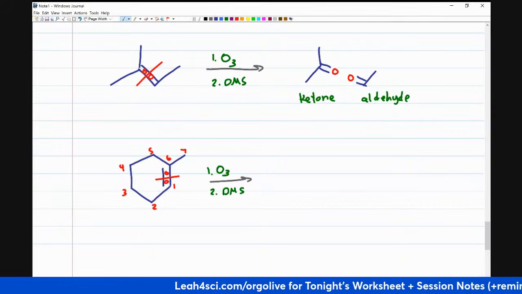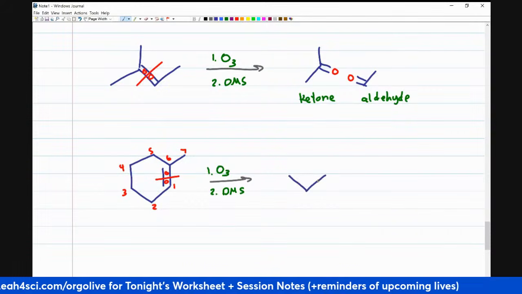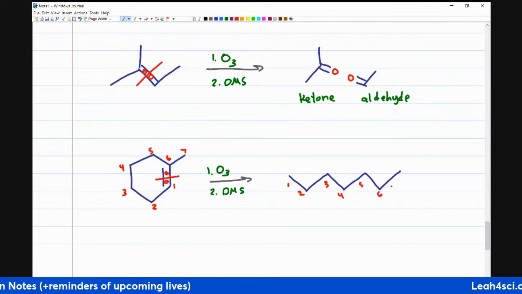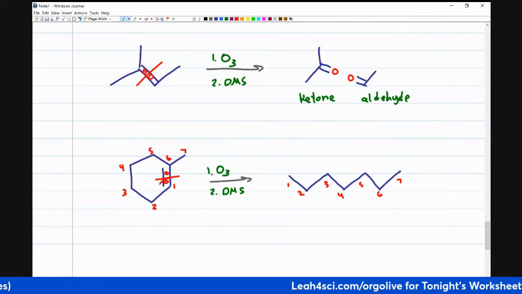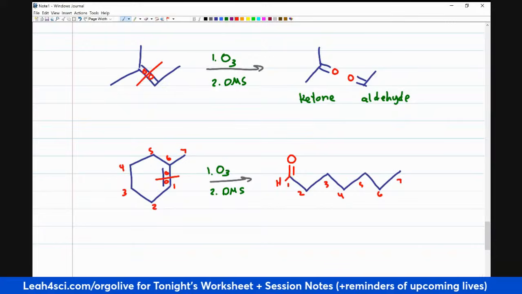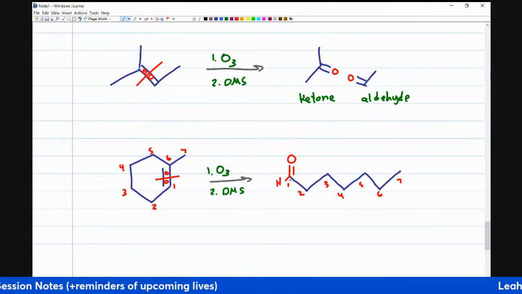I find it easier to number rather than trying to copy. And then I just draw it out like this, 1, 2, 3, 4, 5, 6, 7. And see what you have on the carbons that you broke. Carbon 1 gets a carbonyl. I don't even have to think if it's an aldehyde or a ketone. Do you realize how I'm letting the trick guide my product rather than having to think about it? Because carbon number 1 is terminal, I know it's an aldehyde. I don't have to worry about it.